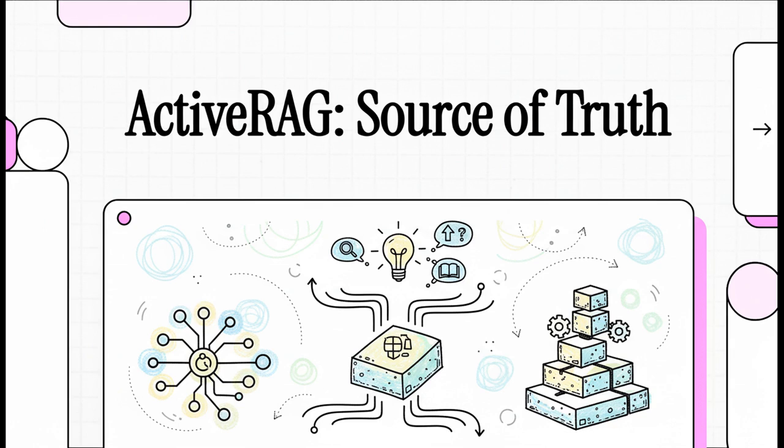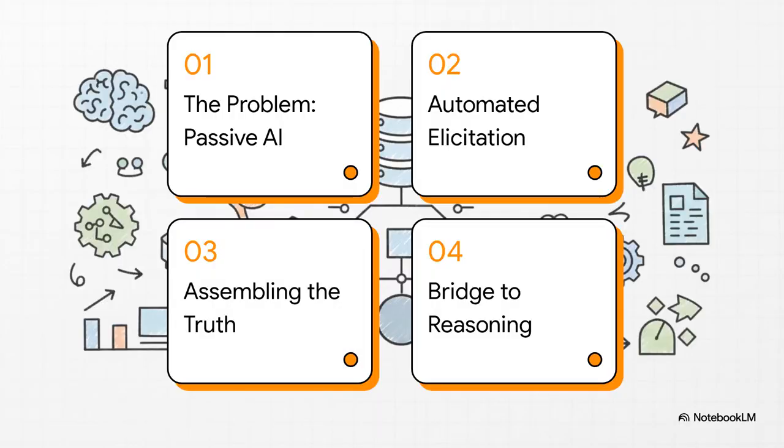Think about that for a second. We're talking about building a genuine, verifiable source of truth from the ground up. So here's how we're going to break this down. First, we'll tackle the big problem, passive AI. Then we'll get into the really cool part, automated expert elicitation. After that, we'll see how to actually assemble the source of truth. And finally, we'll connect it all with the bridge to reasoning.